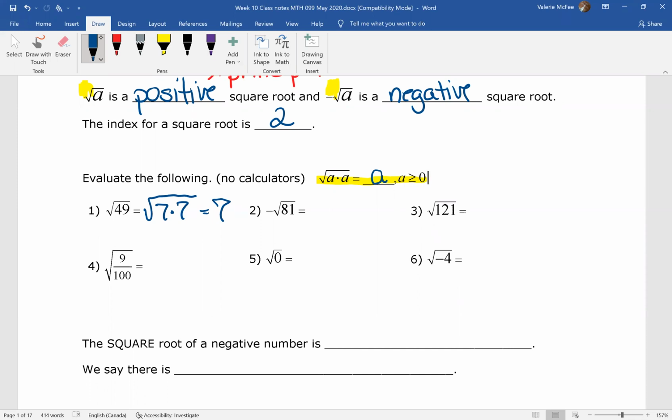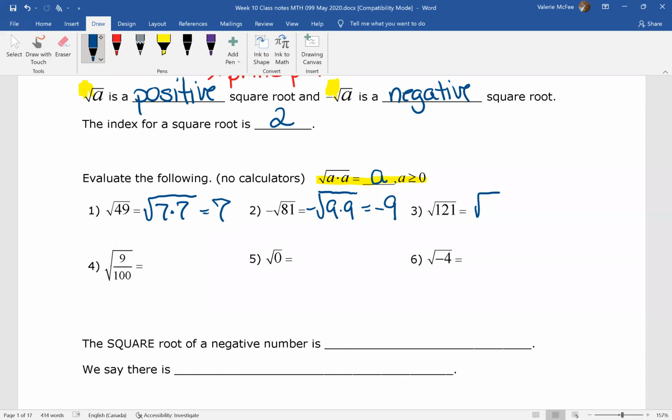The negative root of 81? Well, we have a negative sign outside, but this is the root of 9 times 9. What is the square root, or sorry, the negative square root of 81 then? Well, it's going to be negative 9. Pause your video and answer questions 3, 4, and 5.